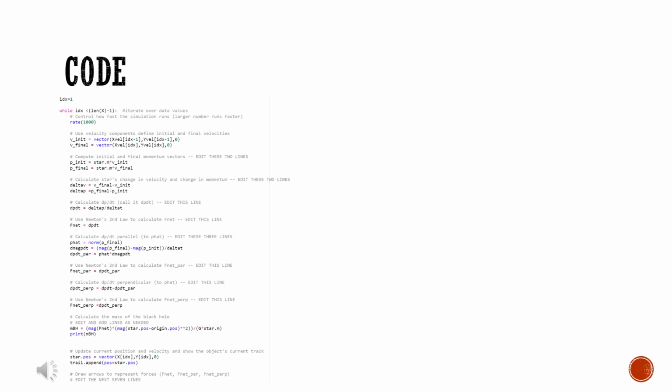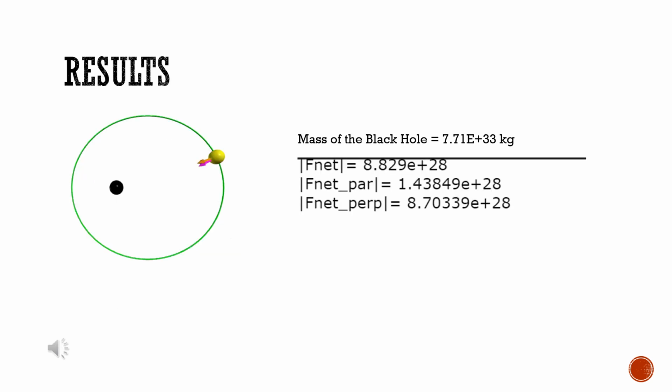So the code here will simulate the trajectory of a star orbiting a black hole, and the code below will give us the net force as well as the F net perpendicular and the F net parallel. What we concluded is that the F net in total is 8.829 times 10 to the power 28 newtons. The F net parallel is 1.43849 times 10 to the power 28. F net perpendicular is 8.70339 times 10 to the power 28. And the mass of the black hole is 7.71 times 10 to the power 33 kilograms.